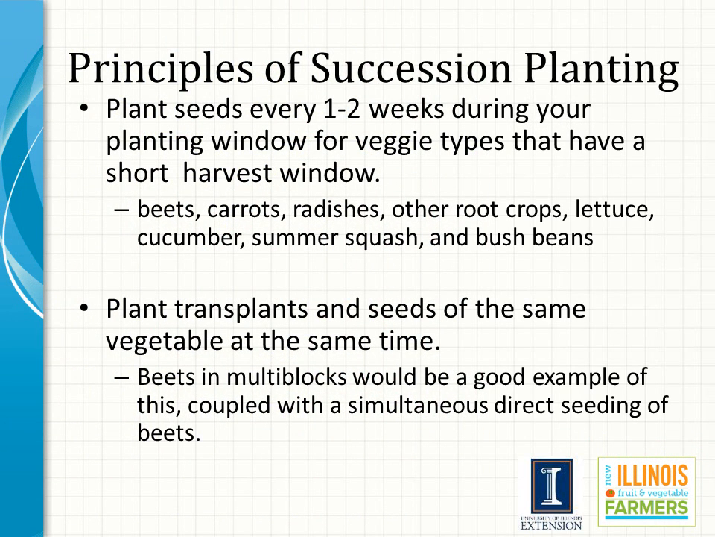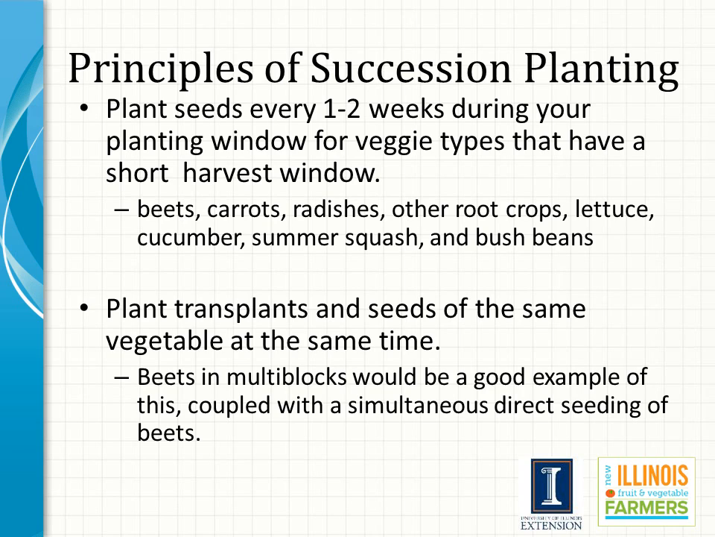Let's review some basic principles of succession planting. One basic principle states that you should plant seeds every 1 to 2 weeks during a seasonal planting window for veggie types that have a short harvest window. Examples of this include beets, carrots, radishes, other root crops, lettuce, and in some cases cucumbers, summer squash, and bush beans. Another principle is that you can plant transplants and seeds of the same vegetable at the same time, either in the same bed or in different beds.